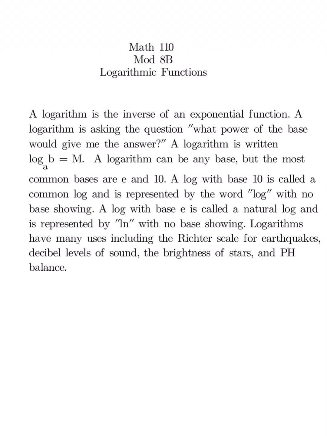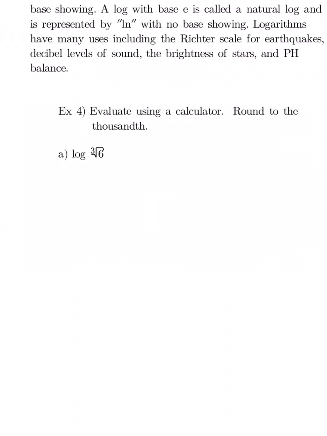A logarithm can be any base, but the most common bases are e and 10. A log with base 10 is called a common log and represented by the word log with no base showing. A log with base e is called a natural log and is represented by ln with no base showing. Logarithms have many uses, including the Richter scale for earthquakes, decibel levels of sound, the brightness of stars, and pH balance.